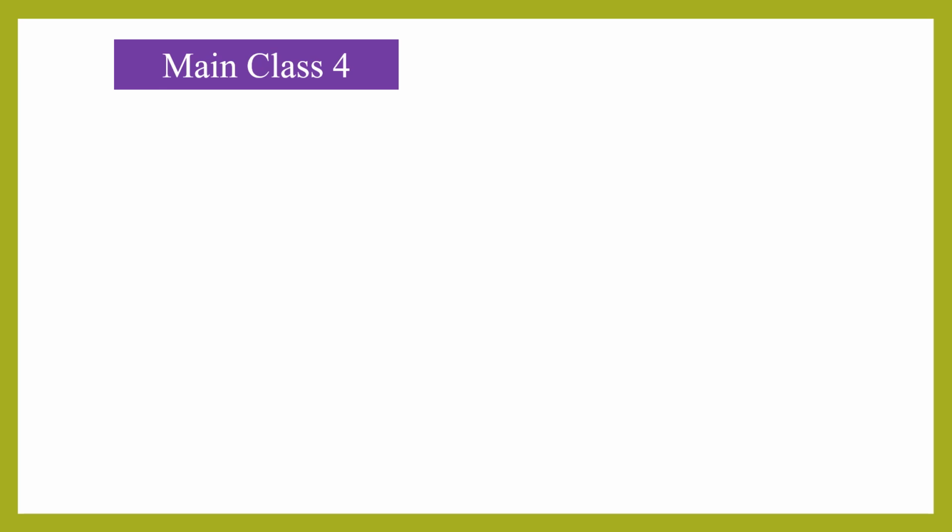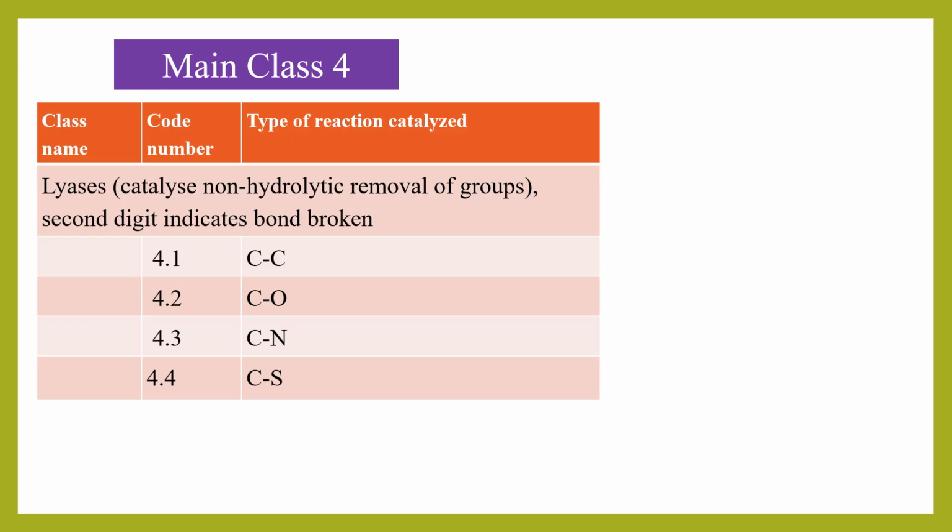Now let us study the main class 4, which are nothing but the lyases. These are involved in non-hydrolytic removal of groups, and the second digit indicates the type of group or the type of bond which is broken. So 4.1 indicates that the carbon-carbon bond is broken. 4.2 is indicating that the carbon-oxygen bond is broken. 4.3 is indicating that carbon-nitrogen bond is broken, while 4.4 is indicating that the bond between sulfur and carbon is broken.